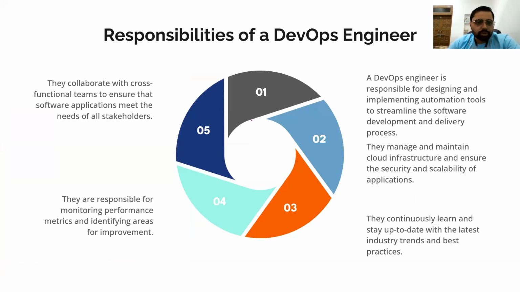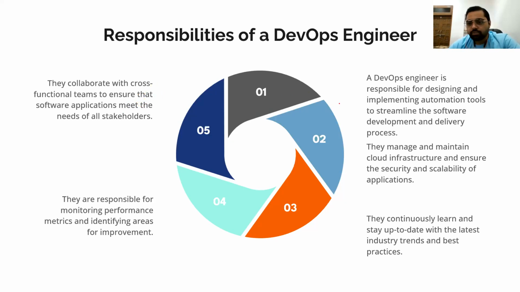Next, if I talk about the responsibilities, it's like the same. They collaborate with cross-functional teams, multiple teams, the development team, the testing team, and ensure the software application meets the needs of the stakeholders. Your application should always meet the needs of your clients, customers, or stakeholders. And how can you achieve that? You continuously monitor and continuously do the feedback on that.